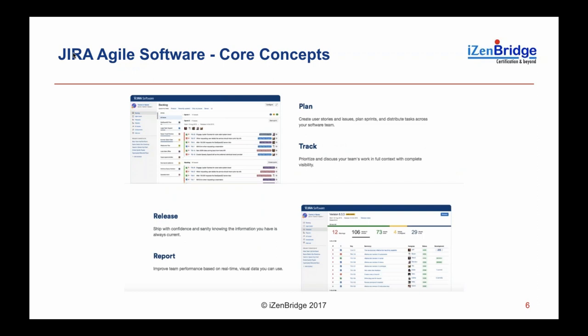So JIRA is a tool. If you are completely new, you have briefly heard about JIRA or not at all, JIRA is a tool which can be used for these four purposes, as you can see on my slide. For planning your projects or work for your teams, Scrum teams or maybe Agile teams or non-Agile teams. It's used for tracking your work. You can use this to release. And you can use this for a lot of reporting also.